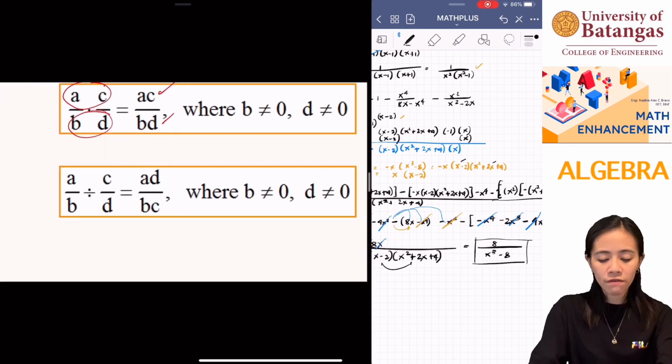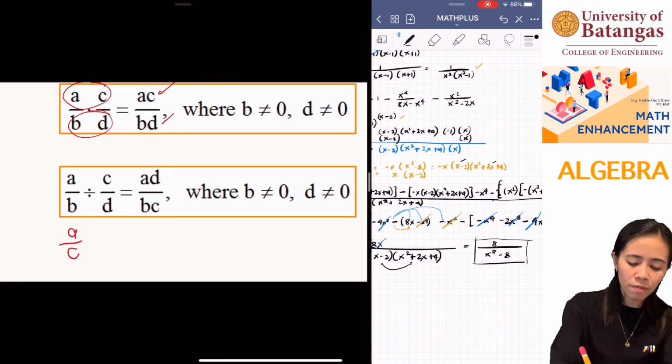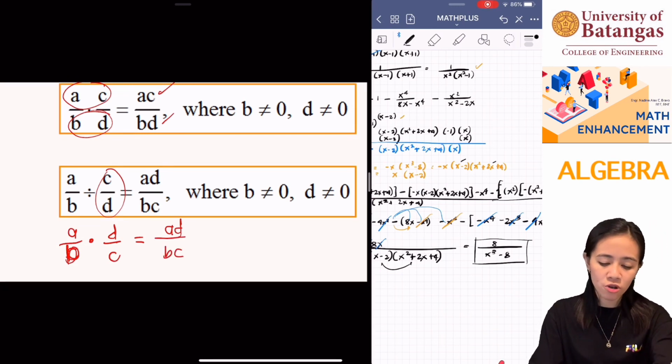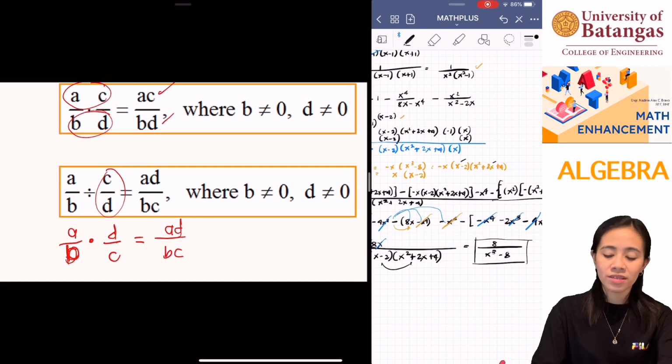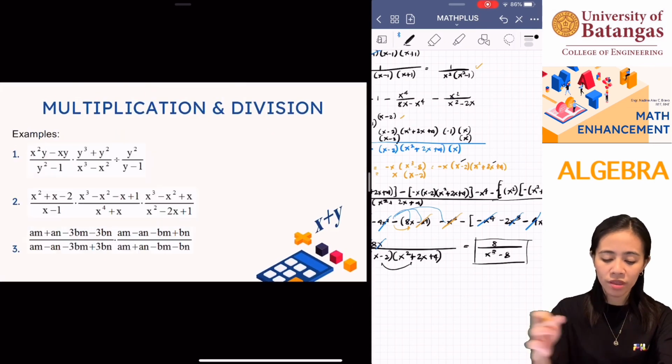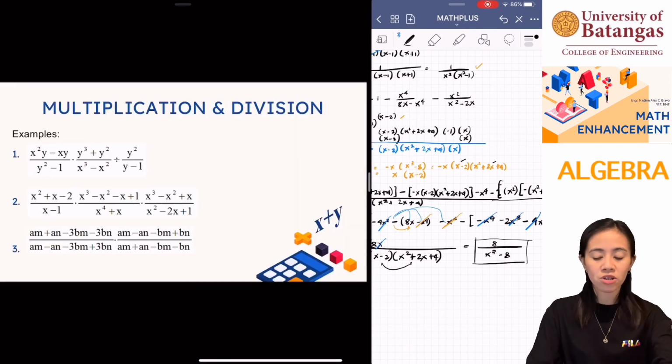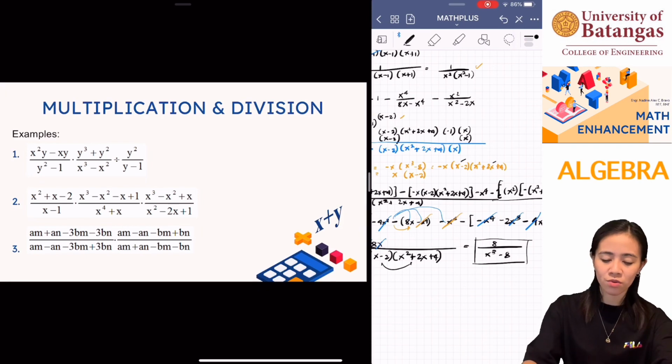Okay? If you have A over B divided by C over D naman, that means you have to multiply A over B. You will multiply this to the reciprocal of the divisor. So, your dividend times the reciprocal of the divisor, which means, magpo-proceed tayo sa multiplication as an answer. That's AD over BC. And again, okay, your B and C should not be equivalent to 0. Okay? With that being said, 'yan, we now have 5 examples on multiplication and division of fractions. So, let's do that.